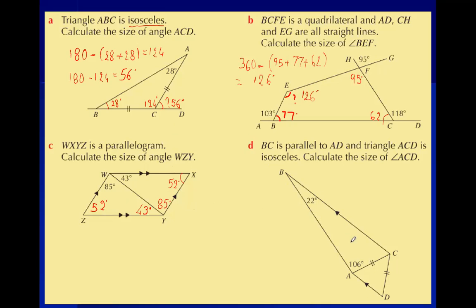So let's have a look at this example here. BC is parallel to AD and triangle ACD is isosceles. Calculate ACD. So I've been asked to find ACD, this angle there. So how am I going to do this? I'm looking at this and thinking, okay, I've got a right angle triangle. I've got a triangle here. So if I've got a triangle, all angles within that triangle add up to 180. That means this is 52.